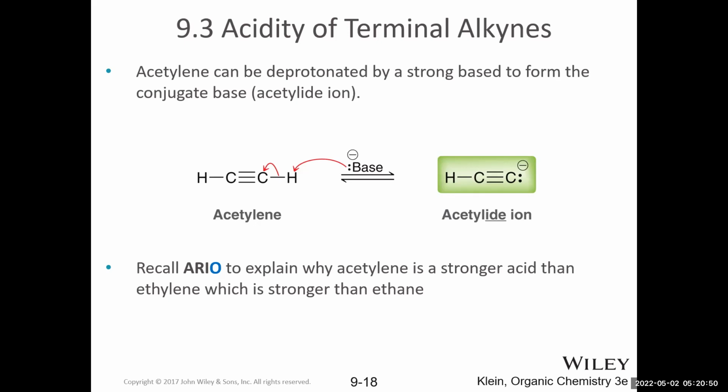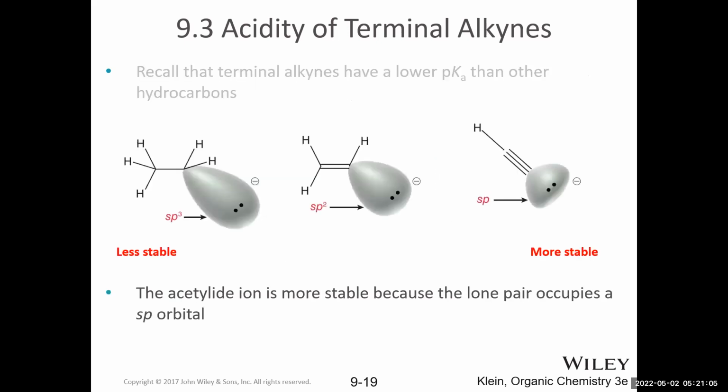And if you recall from chapter 3, we use ARIO and specifically the orbital to explain why acetylene is a stronger acid than ethylene, which is also in turn stronger than ethane. So the reason for that has to do with the orbital in which the lone pair and negative charge reside after deprotonation of those compounds that are being used as an acid.